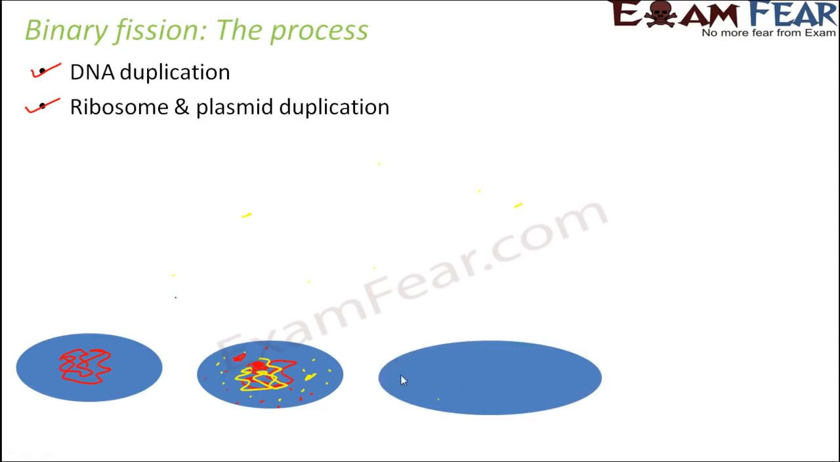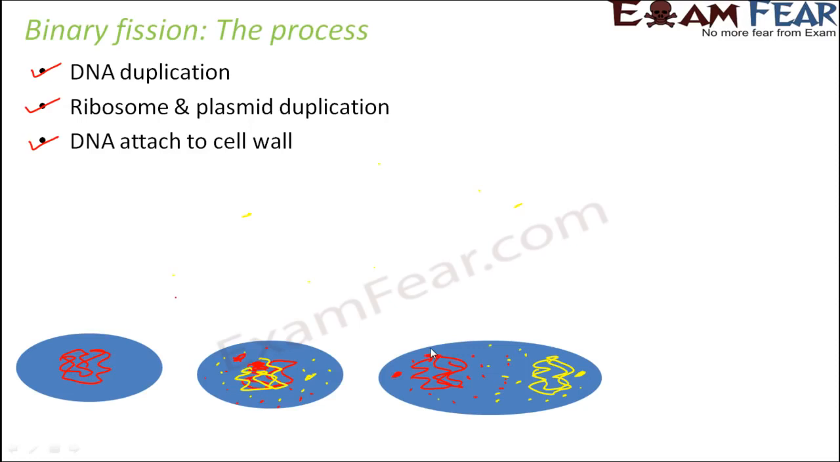In the next step, each copy of DNA should migrate to opposite sides of the cell. Let us suppose this is one copy of DNA, this is one plasmid and these are the ribosomes. Similarly, the other set of DNA, plasmid and ribosomes is also there. So both sets of DNA have migrated to different sides of the same cell.